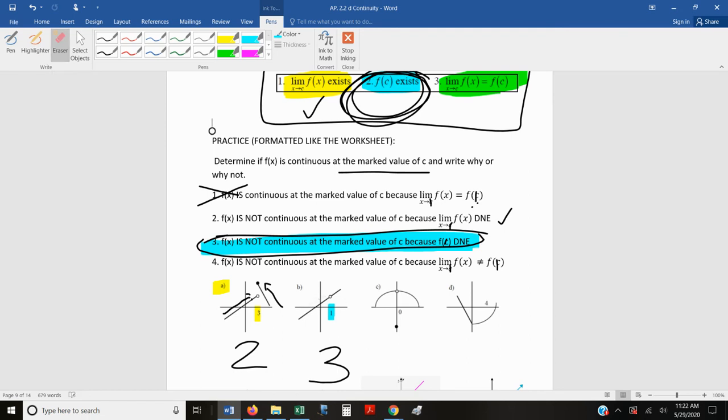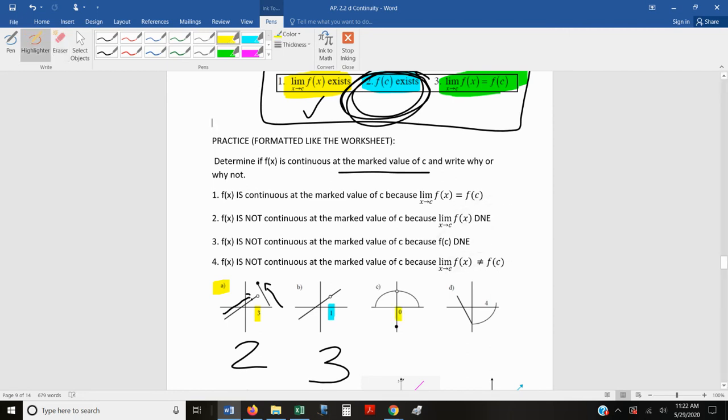Okay, next one, let's look at letter C. So letter C, our marked value is 0, so we're looking at 0. And let's use the definition this time. So let's go up here. Do we have a two-sided limit at 0? Yes, we do. As you approach from the left and the right, you're going towards the same y value, so there is a two-sided limit there. Number 2, do we have an output at that number? Yes, we do. The output is down here.